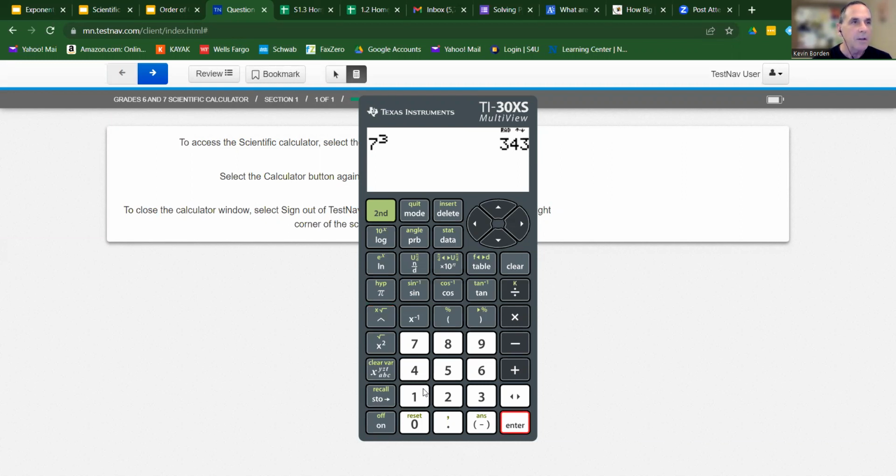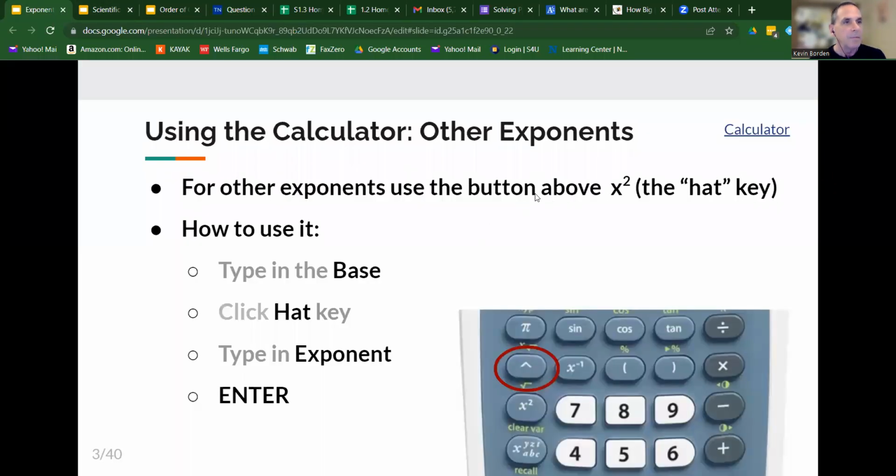Now, just to point out, we can enter whatever number. Decimals work just as well. For instance, I can put in 7.5, hat key, second power, enter. Works perfectly well with decimals as well. All right, let's keep moving.